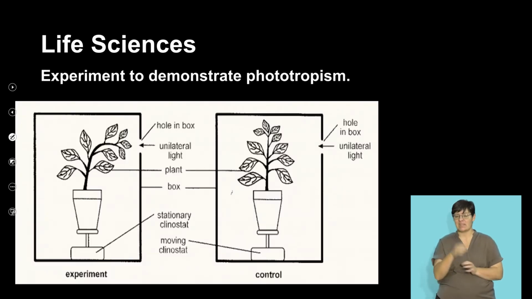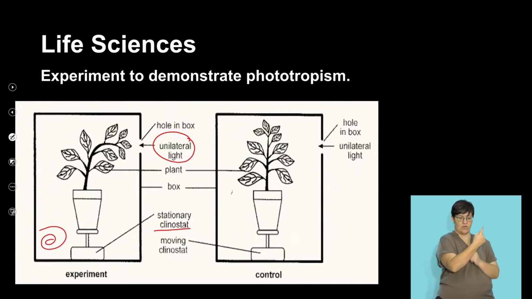So guys, this is a simple experiment showing you what happens when a unilateral light is applied. In this experiment, we've got two plants exactly the same. The only difference is that one is present on a clinostat, and a clinostat is essentially a machine that allows for this to constantly rotate or turn. In this experiment, the clinostat is switched off, and it means that this plant is not moving.